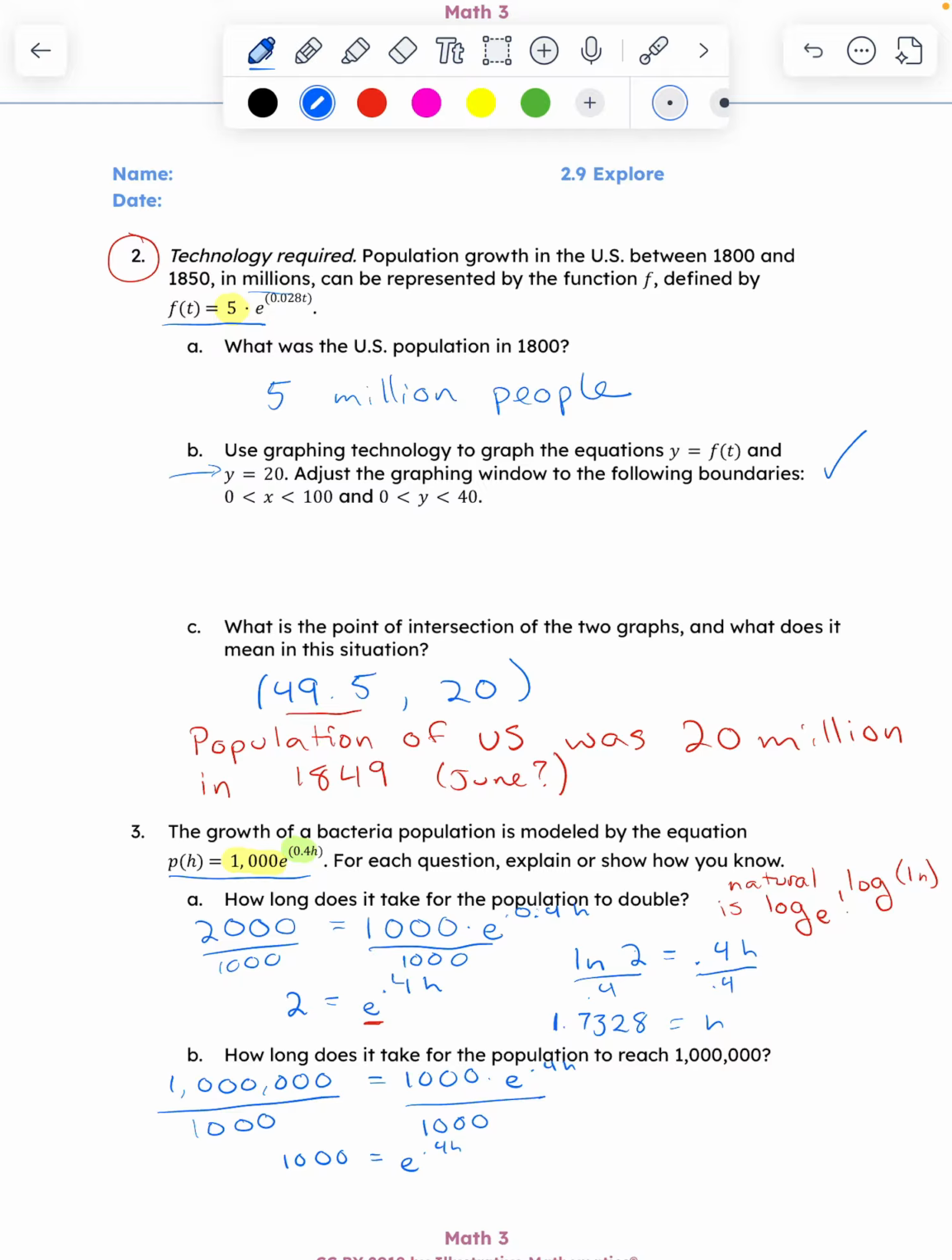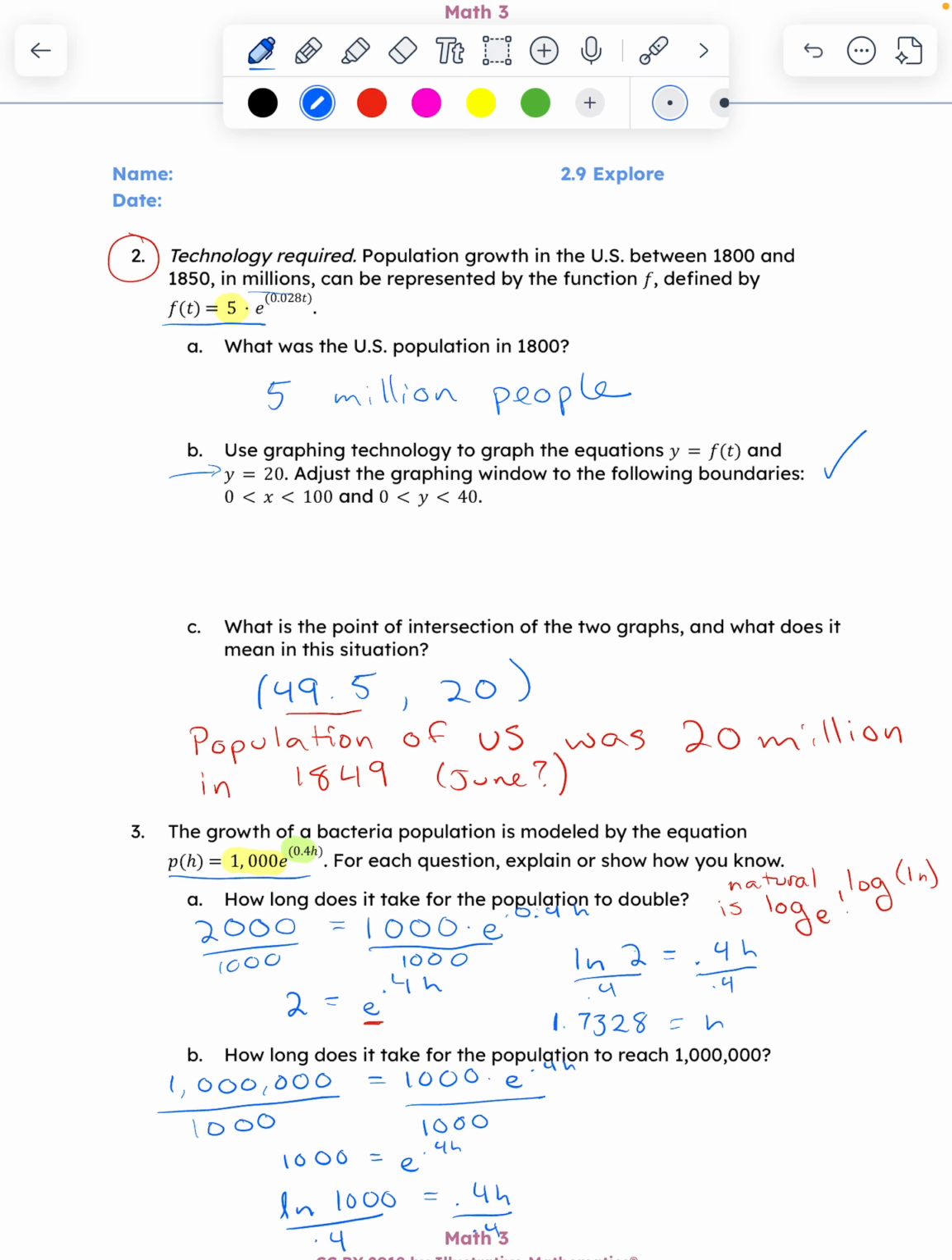Again, we can take the natural log, ln of 1,000 equals 0.4h. Divide both sides by 0.4.